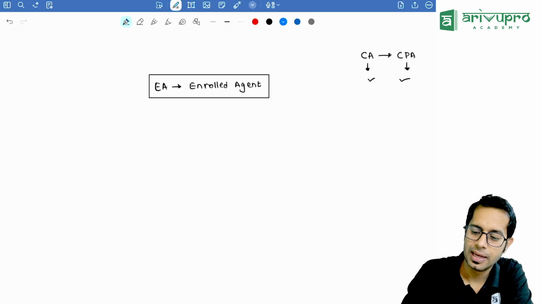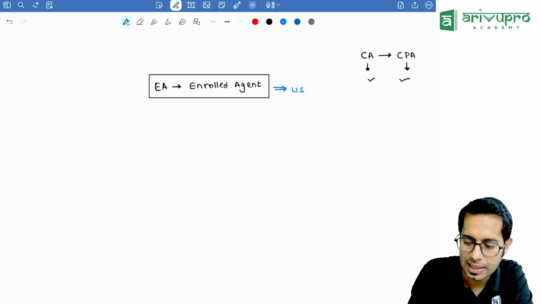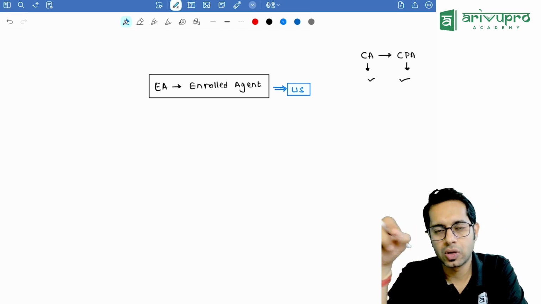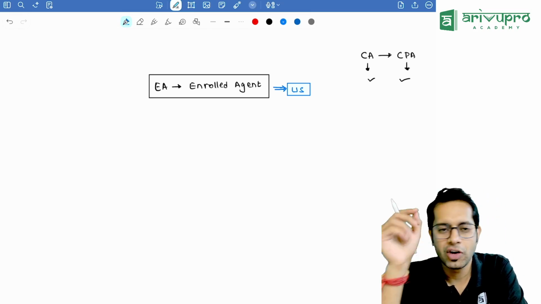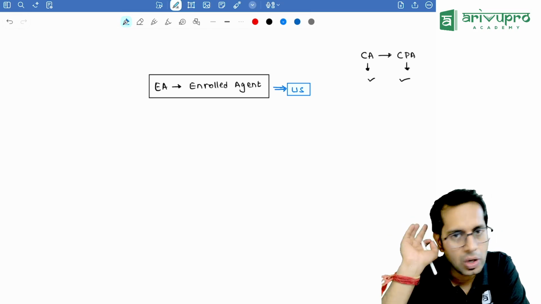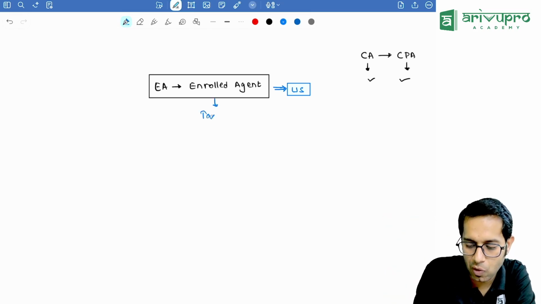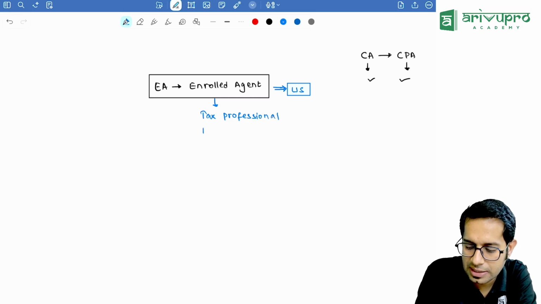However, in the US, they have added a new course, or there is a separate kind of people which we don't have in India. There is a separate kind of people who are called enrolled agents. Who are these enrolled agents? They are specifically the tax professionals, or someone who are called tax practitioners.